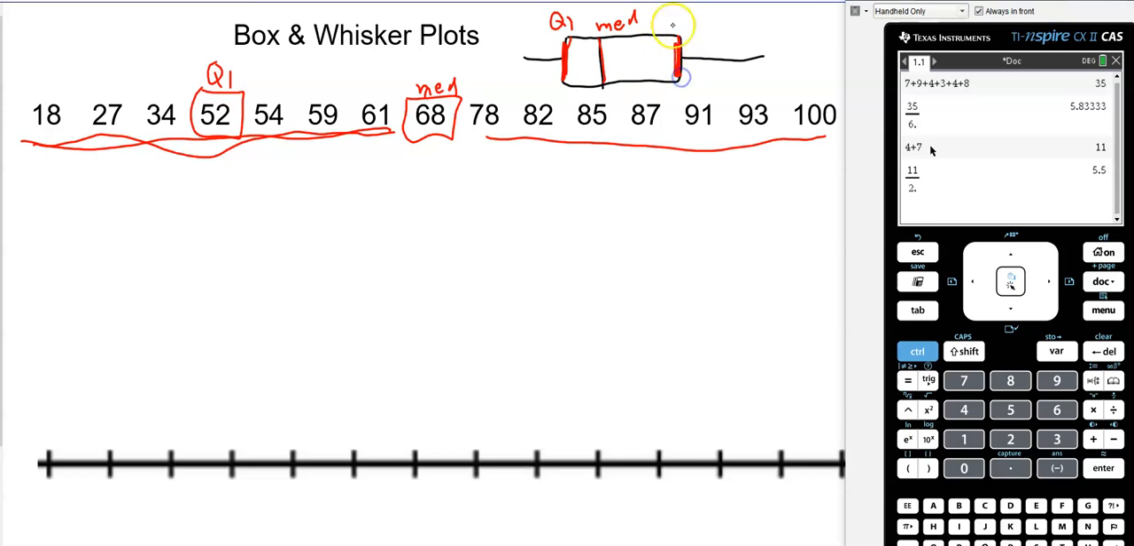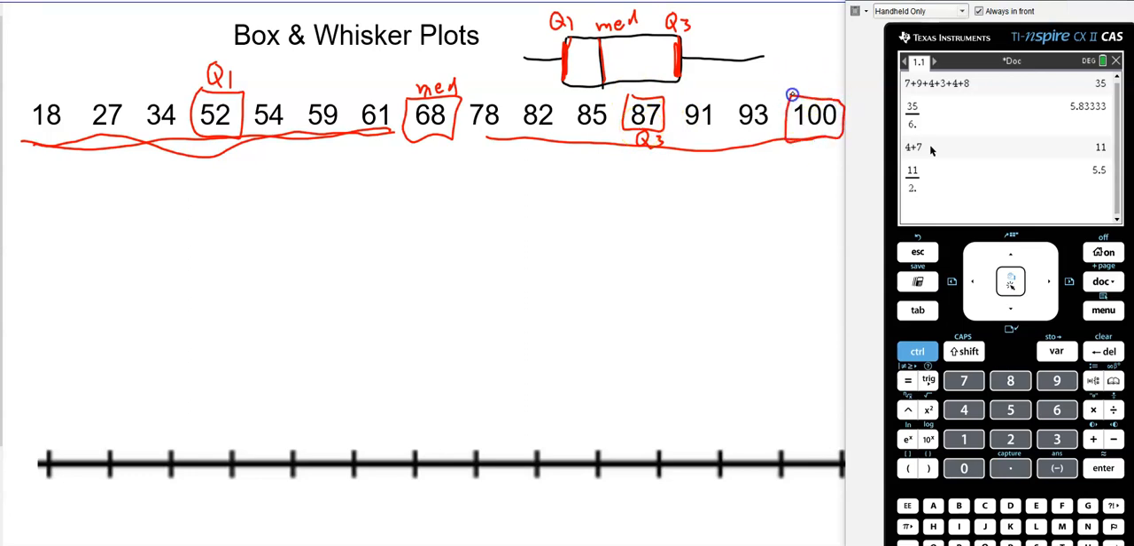Q3 is the right part of the box, and that's quartile 3. Think of like 3 quarters, or 75 cents out of $1. So that's 75% of the data to the left and 25% of the data to the right. So it's the median of the upper half of the data. This would be the middle of the upper half. So Q3 would be 87.